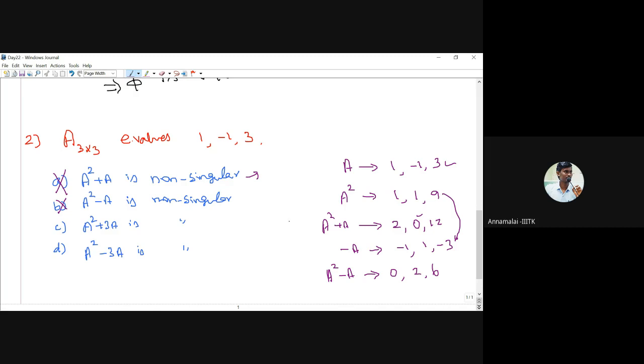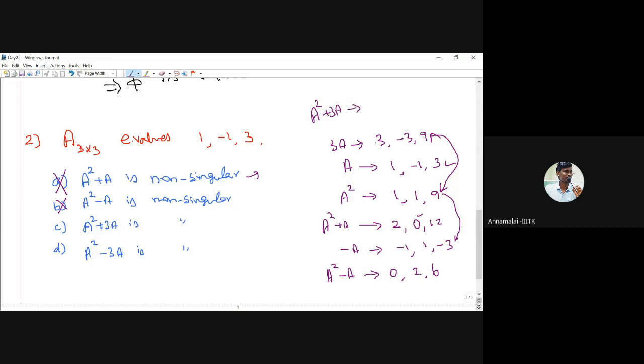Now again, 3 times A. What are the eigenvalues of 3A? Just multiply 3 to each one. Therefore 3, -3, 9. These are the eigenvalues. Now sum these two. What are the eigenvalues of A squared plus 3A?